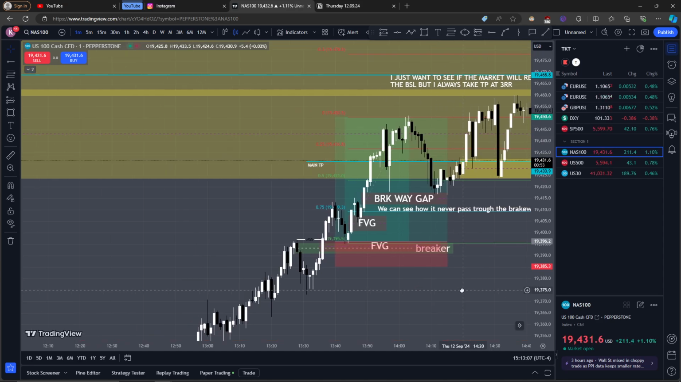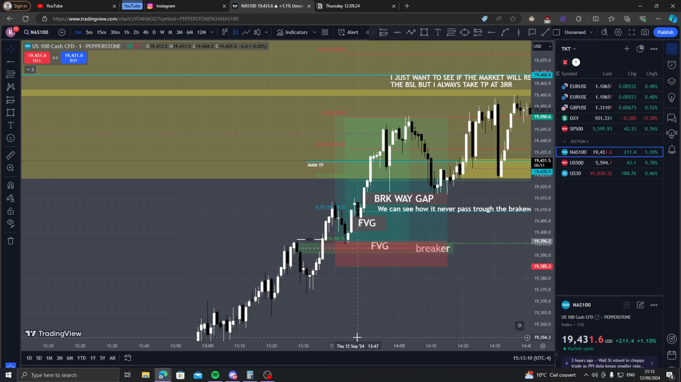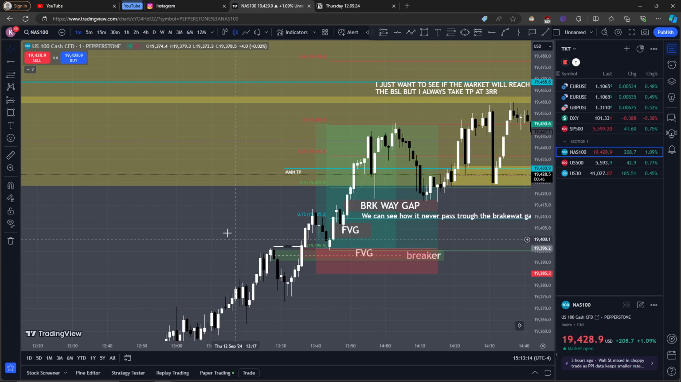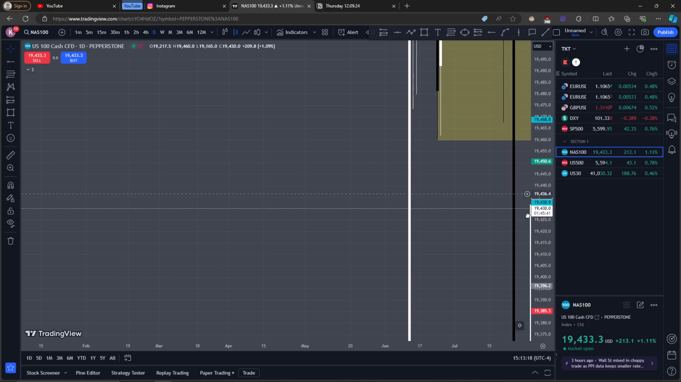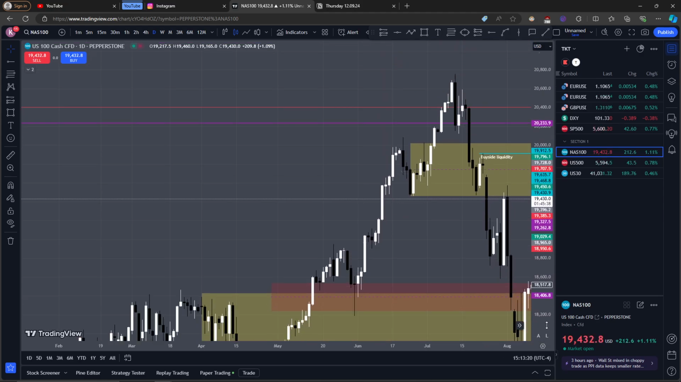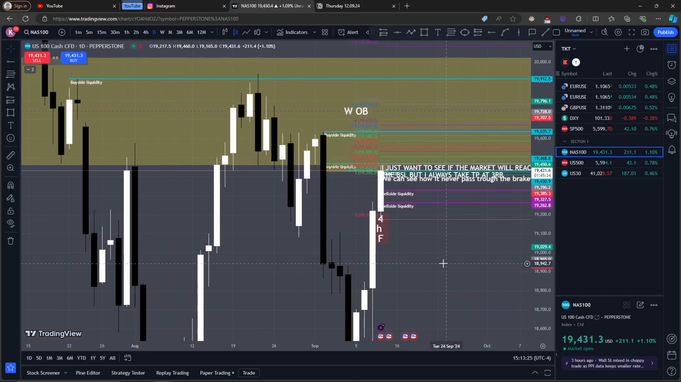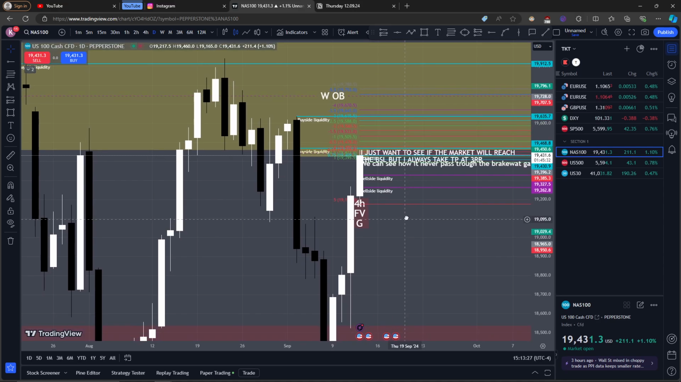I will see. So this one is a trade on the Nasdaq, on the 12th of September '24. So let's see what happened. First of all, let's look at the higher time frame, how we can see it before we make our daily bias.